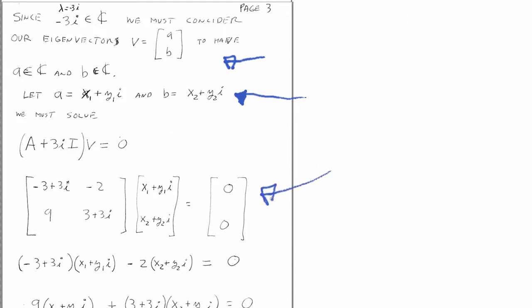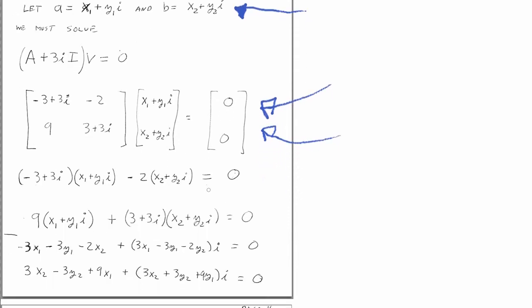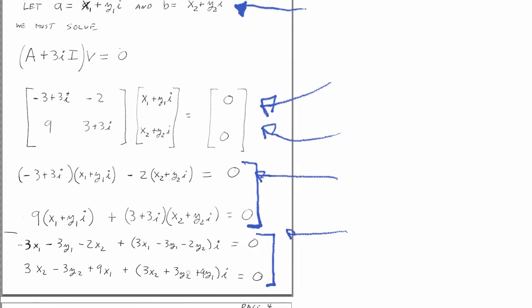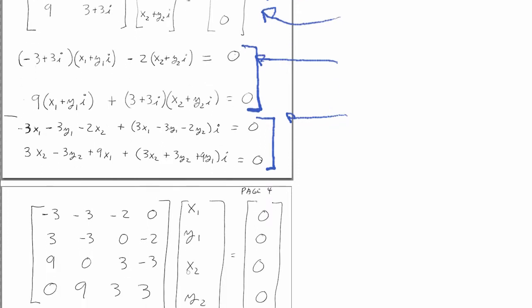Then we write down what we have to solve. We have to try to solve this homogeneous equation. What you notice is that in doing that, you write down the equations that have to be satisfied, and what you arrive at are these two equations. Simplifying those equations, the only way that this can be zero is if all four of these equations are zero. In other words, I need the real and imaginary parts to be zero.